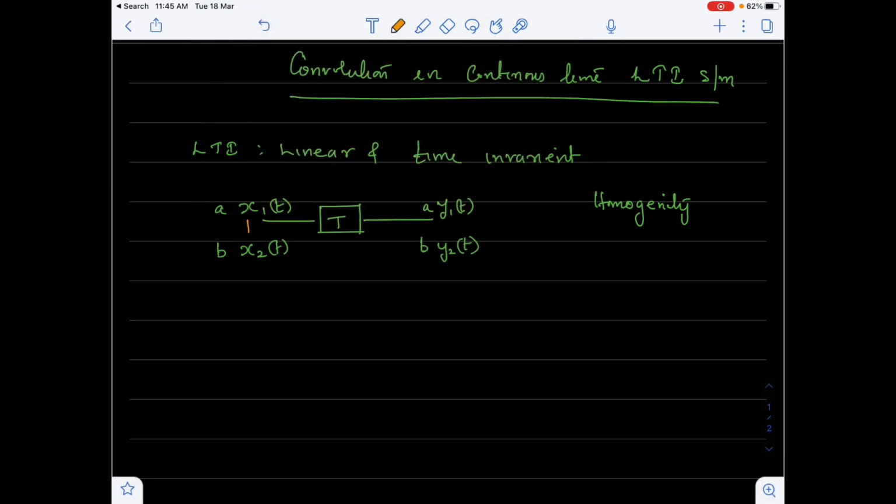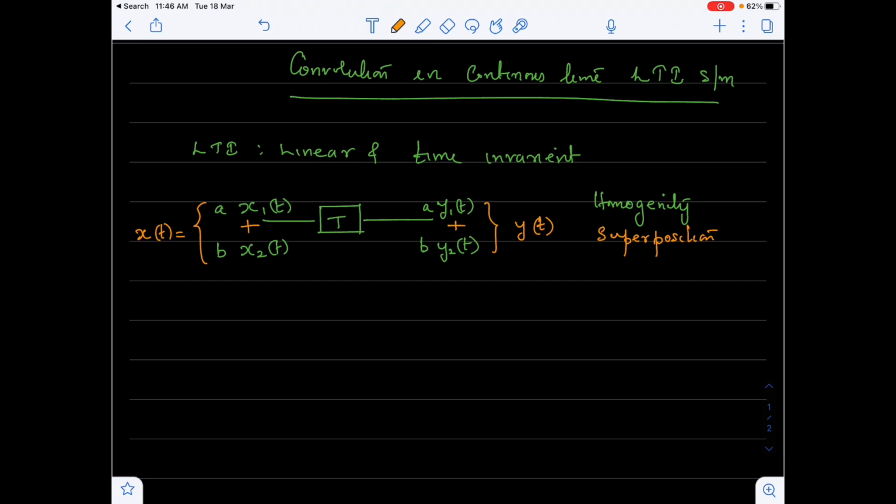Suppose you add the inputs and make a new input, which is a times x1 of t plus b times x2 of t. Then the total output will also be a times y1 of t plus b times y2 of t. This property is called superposition. So this kind of system is called a linear time invariant system.